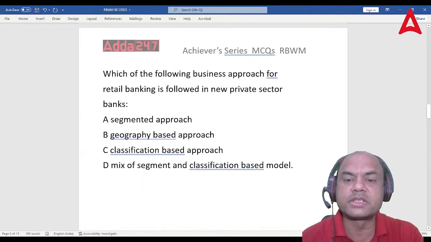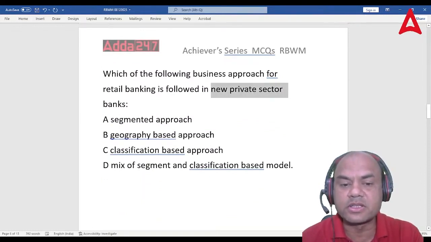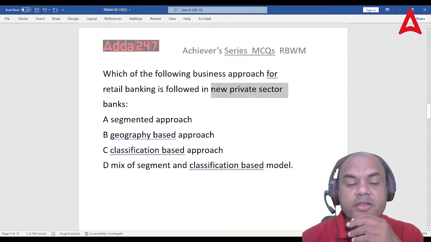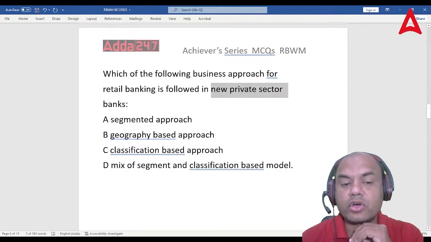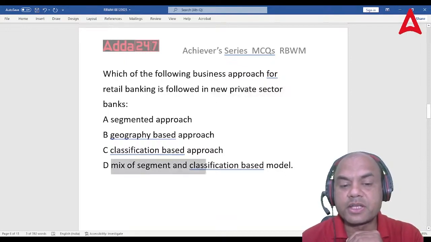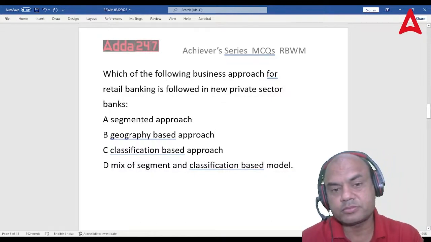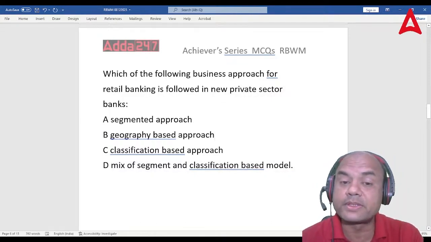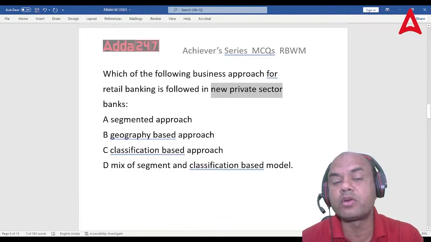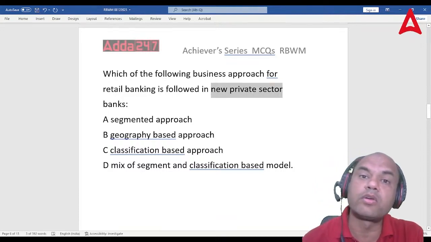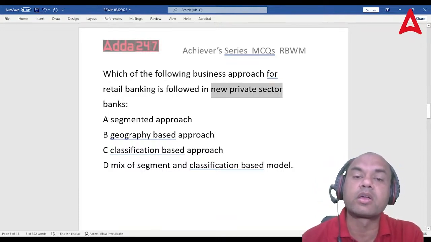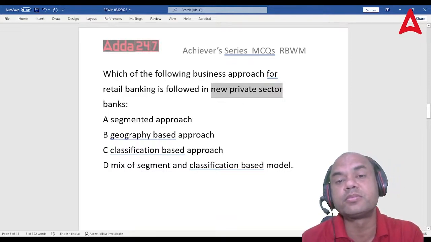Which of the following business approaches for retail banking is followed in the new private sector banks? Now, new private sector. Segmented, geography based, classification based, and mix of segment and classification. What is the answer for this? Think over it. Now, new private sector banks means which banks are we talking of? We are not talking of Karnataka Bank or Karur Vysya Bank, Federal Bank. These banks were all formed before 1991.